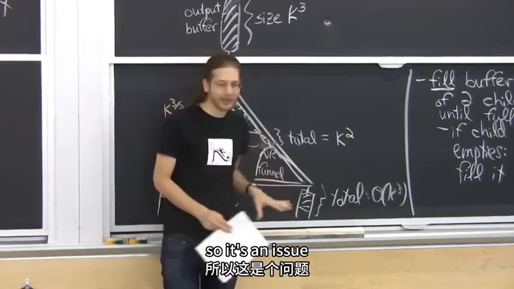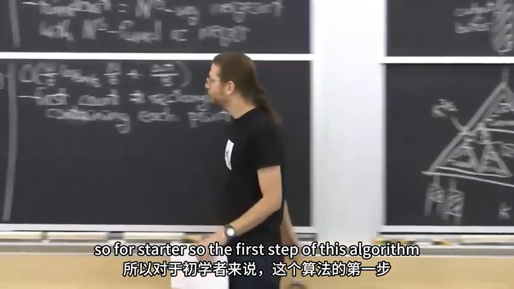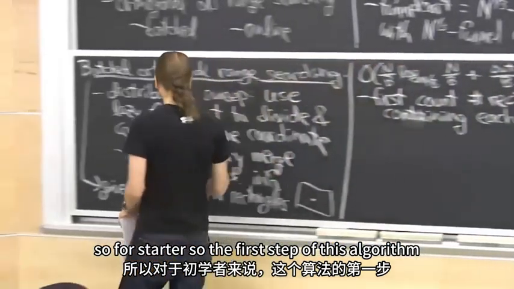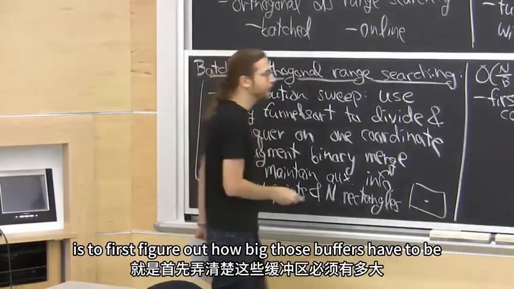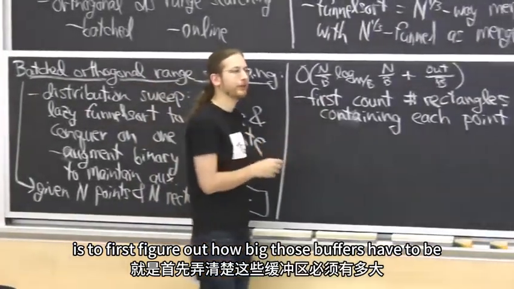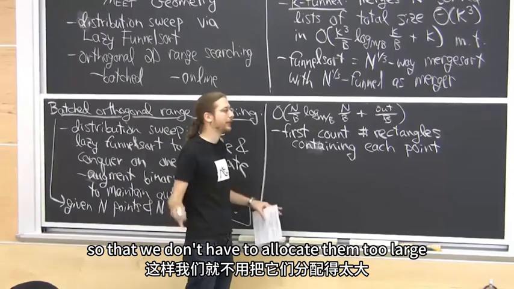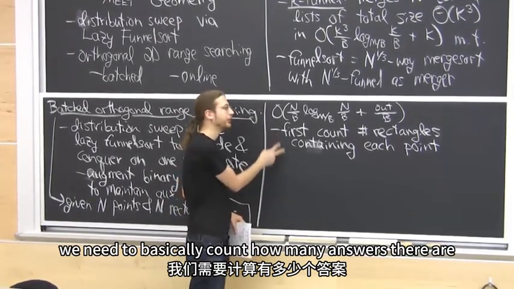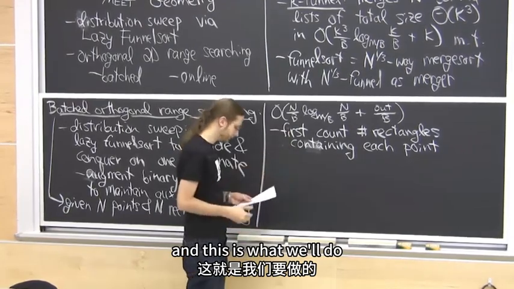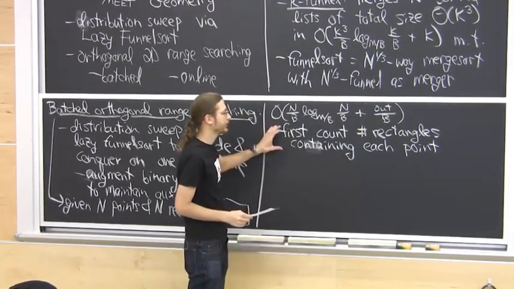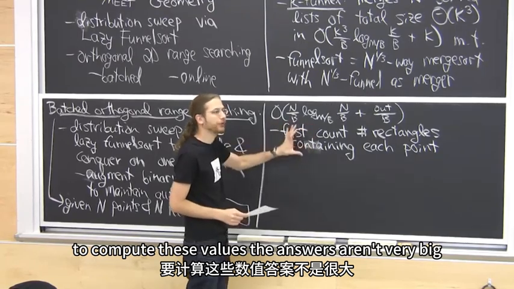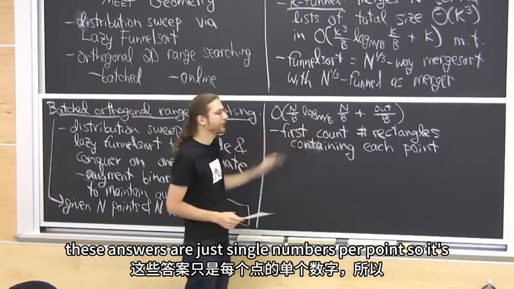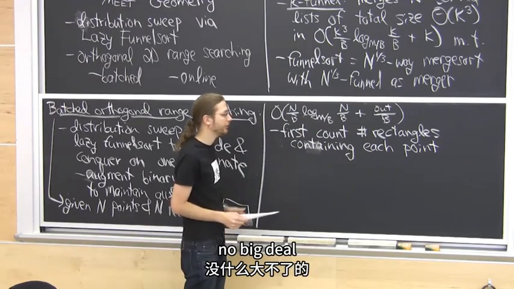So it's an issue. So the first step of this algorithm is to first figure out how big those buffers have to be so that we don't have to allocate them too large. And to do that, we need to basically count how many answers there are, and this is what we'll do. To compute these values, the answers aren't very big. These answers are just single numbers per point, so it's no big deal.